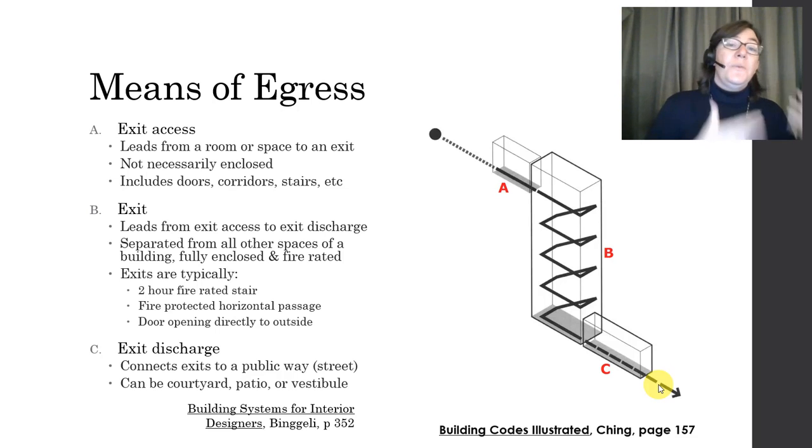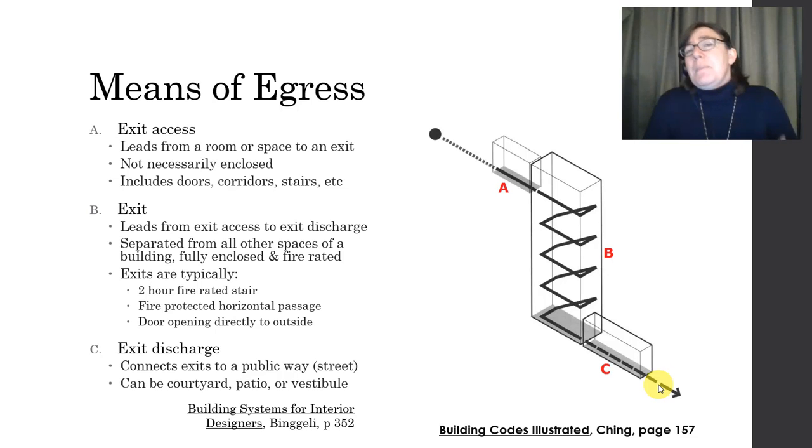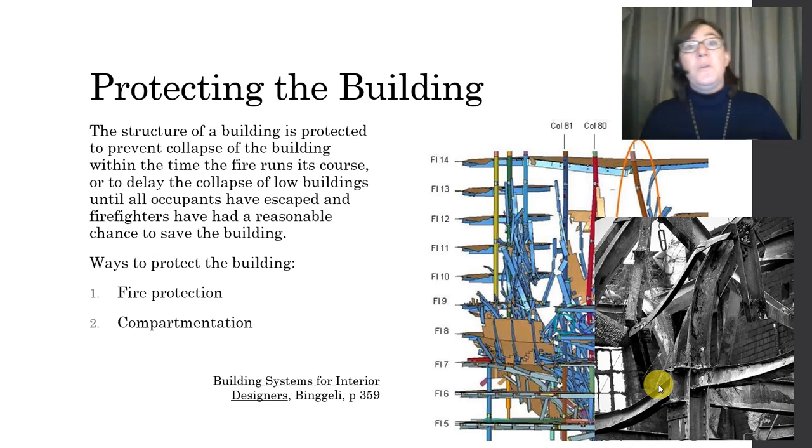The design of your egress system and how to keep people safe as they exit your building is one of the most complex and most essential code structures in architecture. And as you move forward in your professional practice, this is going to be something that you'll need to study in more depth. But for now, let's move on to our second major way of passive fire protection, and that is protecting the structure of the building itself.